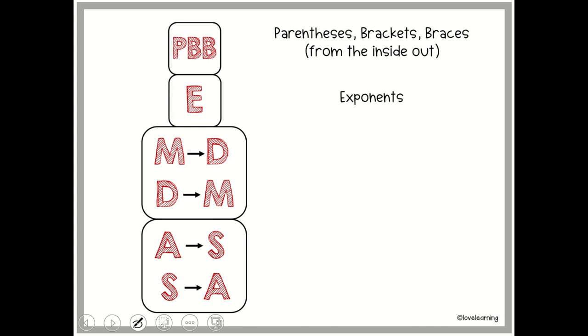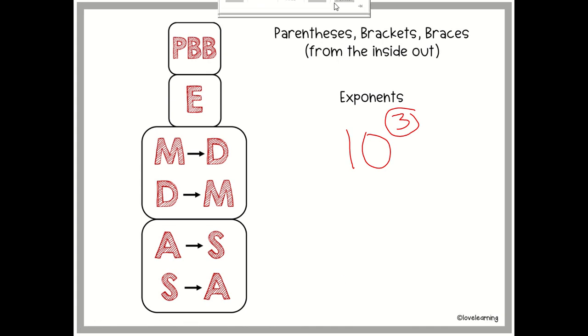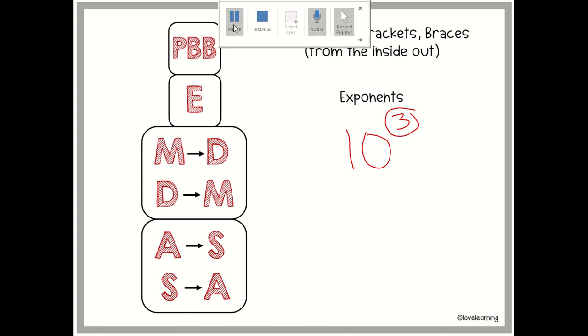The next thing you want to look for are your exponents. Remember when we learned about powers of 10? Those little numbers that appeared to the top right of the 10, like this? Yep, those are your exponents. So those would come next in order of operations.